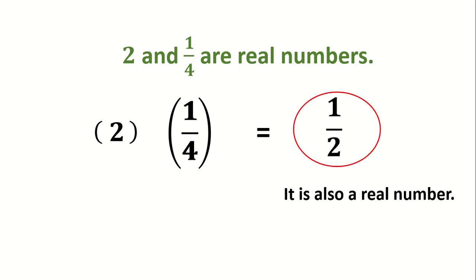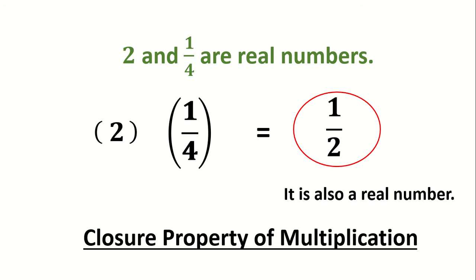So going back, 2 times 1/4 is 1/2. We will learn how to multiply these numbers in the next set of lessons. But for now, when you multiply 2 and 1/4, that's 1/2, and that 1/2 is also a real number. So when we perform multiplication on 2 and 1/4, which are real numbers, it also gives you a real number. That means it's the closure property of multiplication.